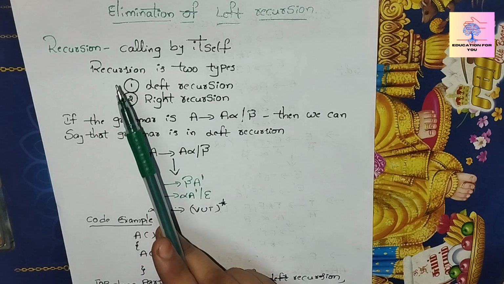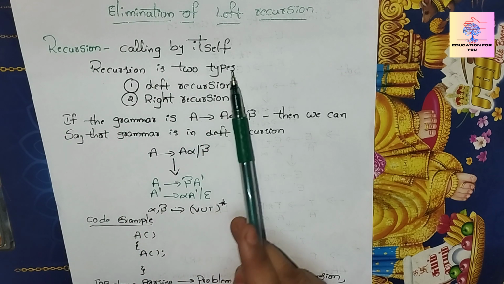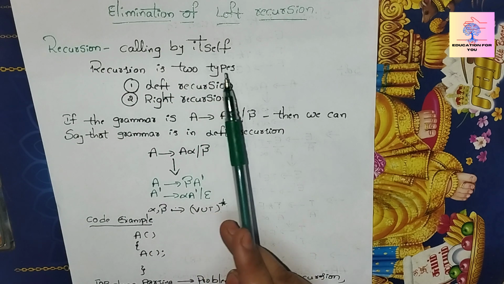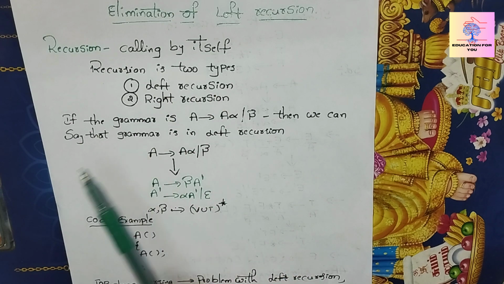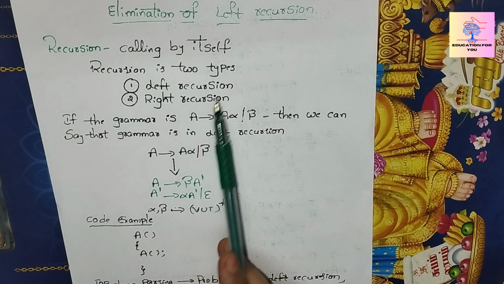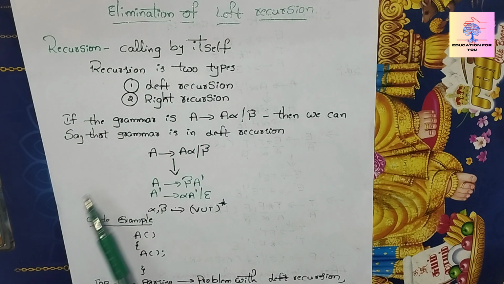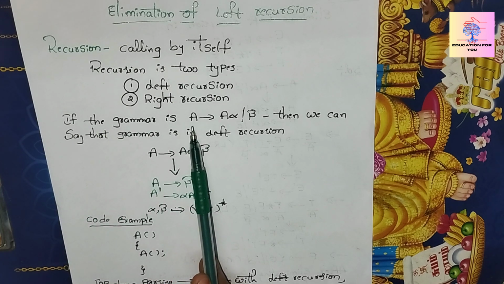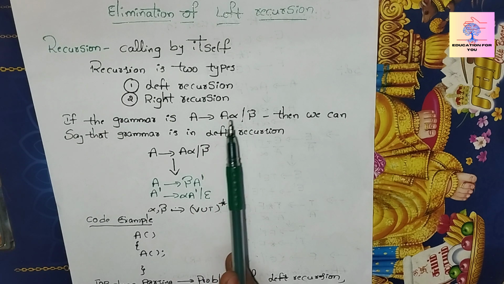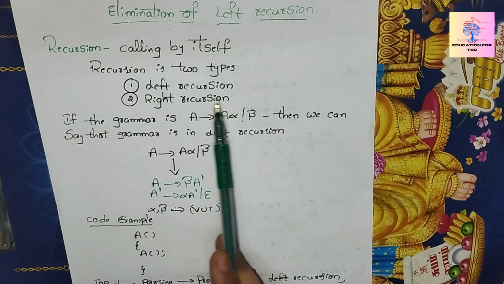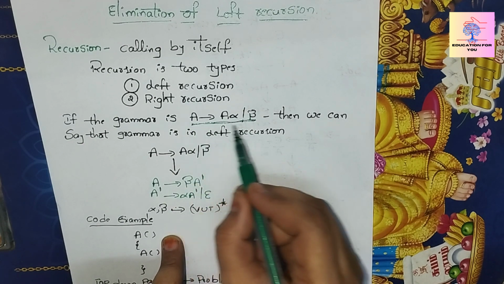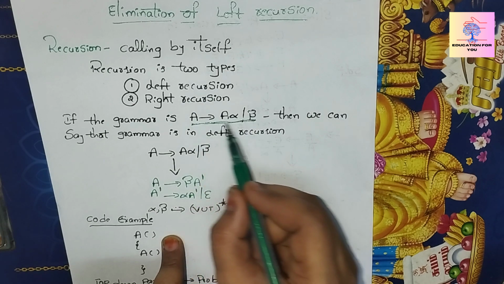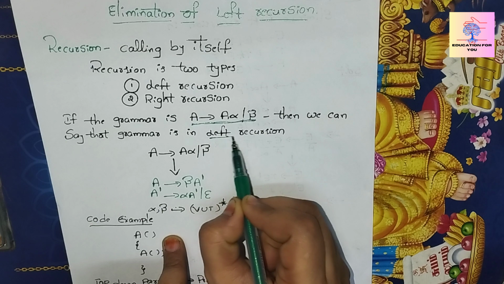Here in our subject, recursion can be classified into two types. What are those two types? Left recursion or right recursion. This recursion is related to grammar, context free grammar. If the grammar is in this form, that is A produces A alpha or beta, then we can say that this grammar or production rule is in left recursion.